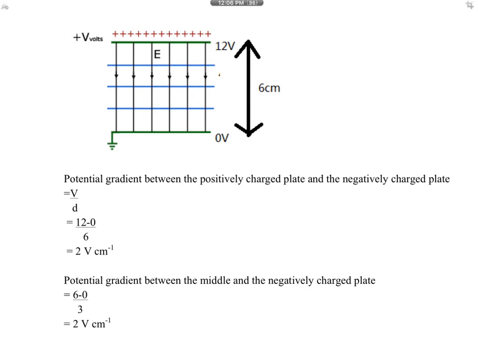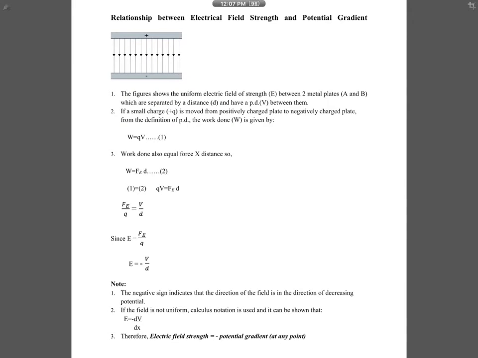So how do we relate this potential gradient, which is V over D, to field strength? Okay, there's a derivation in the next slide. So let's try to derive this. Let's say there are two plates here, positive and negative, and the PD between them is V. If I were to move a proton from here to here, the energy change, remember, is W equals QV. At the same time, because it's a uniform field, the work done is also force times distance. So the work done becomes the change in energy: QV equals F times D.